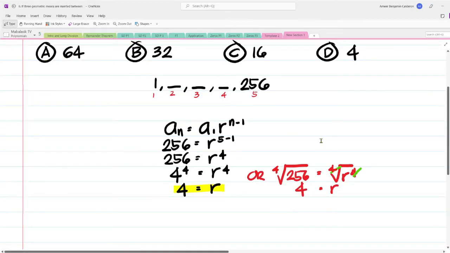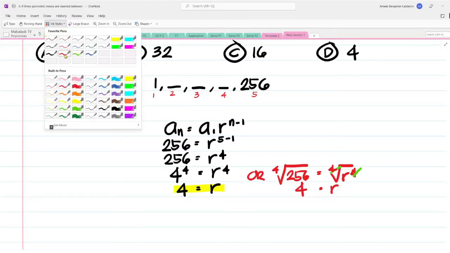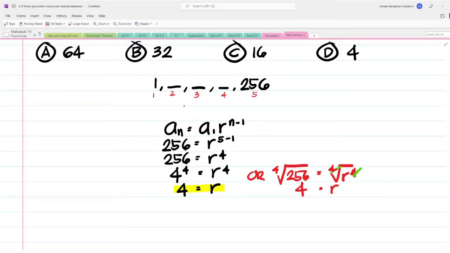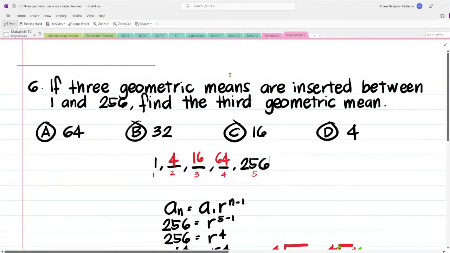But since this is a geometric sequence, these are geometric means kasi, di ba? So we multiply. So 1 times 4 is 4. Times 4 is 16. Times 4 is 64. Times 4, that's 256. Check nyo lang para siguradong tama. And then, sabi daw, find the third geometric mean. So first, second, third. So that is 64.